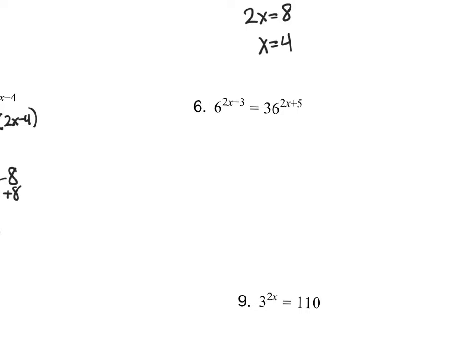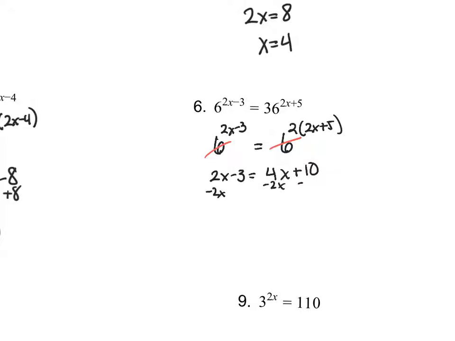Number 6, get the bases the same. The base is going to be 6. So 6 squared is 36. Keep that 2x plus 5 there. Drop those bases. So I get 2x minus 3 equals, don't forget to distribute that 2, 4x plus 5, minus my 2x, minus my 10. So negative 13 equals 2x. x is going to be negative 13 over 2.